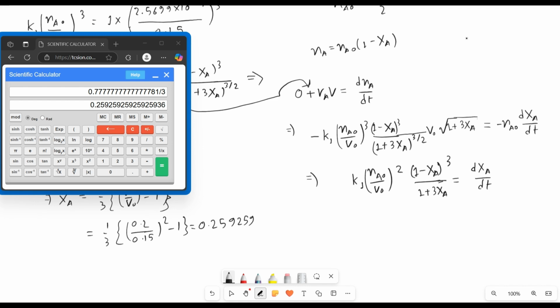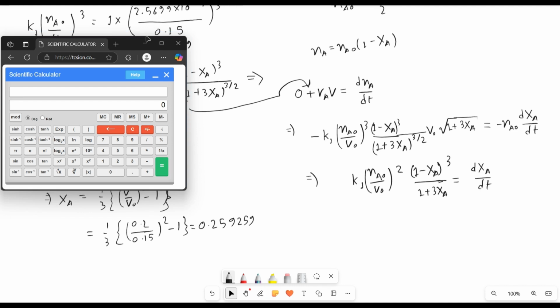You can integrate it by hand also. It seems like you are very good at integral calculus. You can write this equation and solve for x as a function of t, or else you can solve it numerically with some ODE solver, like ODE45 in MATLAB.